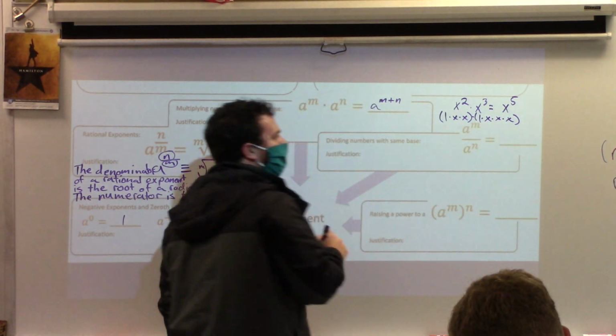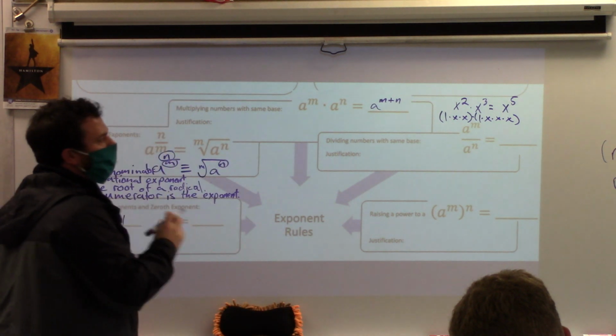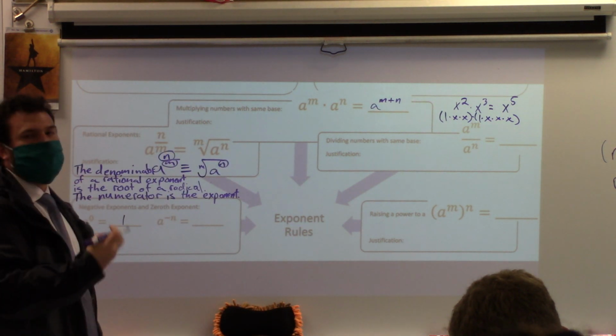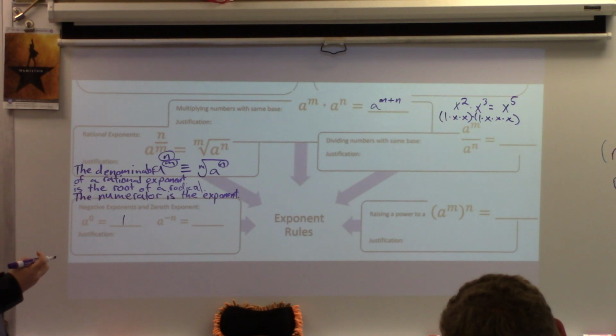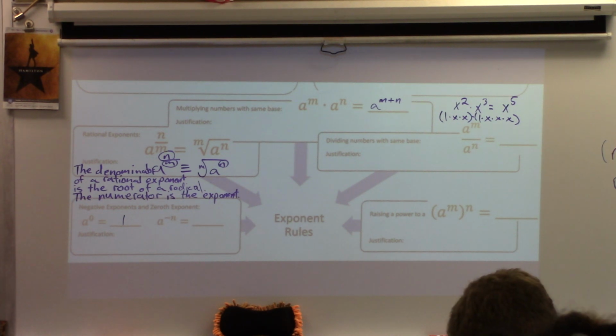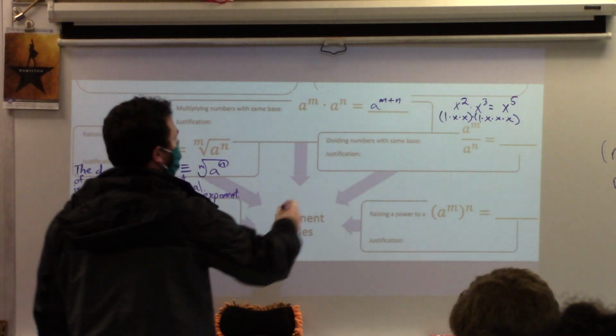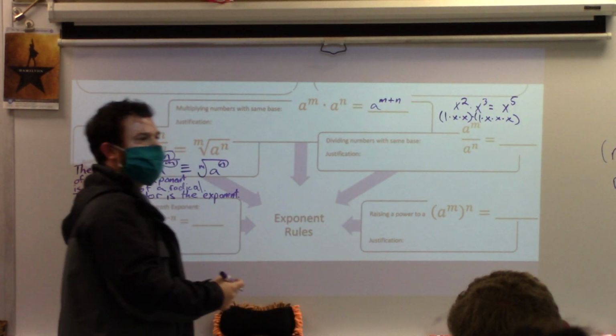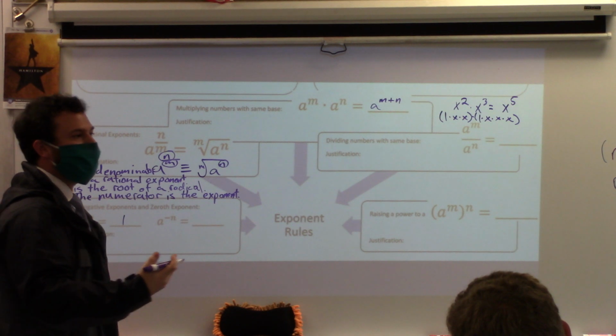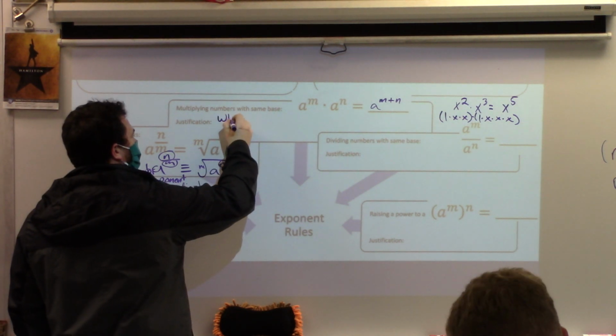So I want you to think about it. When we look at those x's, we're increasing them, right? What mathematical operation would indicate increasing? Adding. What are we doing with those exponents? Adding. That's good justification, right? So that would be the justification instead of the other one.